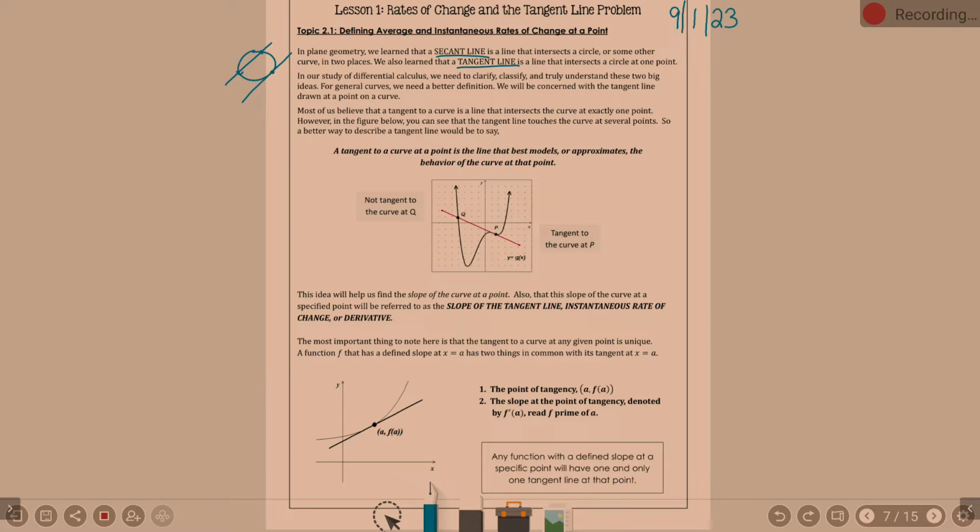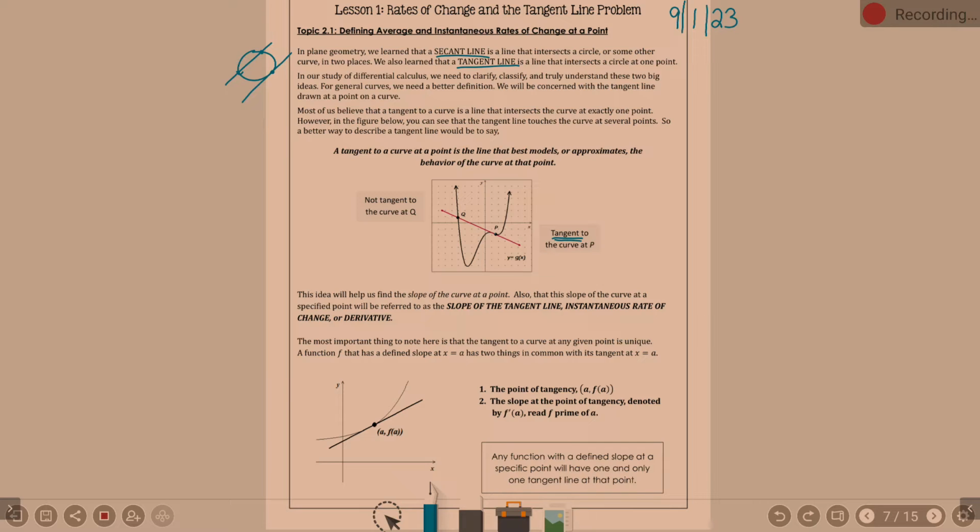Okay, so understanding tangent, as I said, is a huge, huge thing. The fact that it approximates behavior of the curve, a lot of times we're going to think slope. Okay, so notice, I'm getting ahead of myself. This idea will help us find the slope of the curve at the point. When we talk about slopes of a line, an entire line has one slope, doesn't it? Because it's going at the same angle. This curve, does it have the same slope all the way around? No, it has an ever-changing slope.